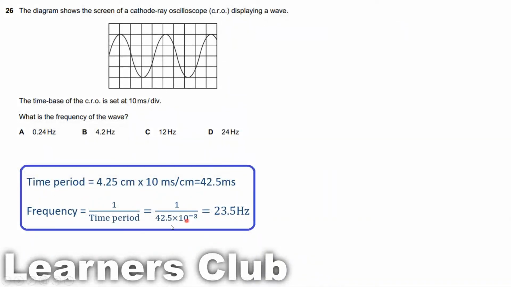So 1 over 42.5. For milli, the prefix milli is 10 to the power minus 3. So I get the answer as 23.5 hertz. So when you round it off, it becomes 24. So your option is D.